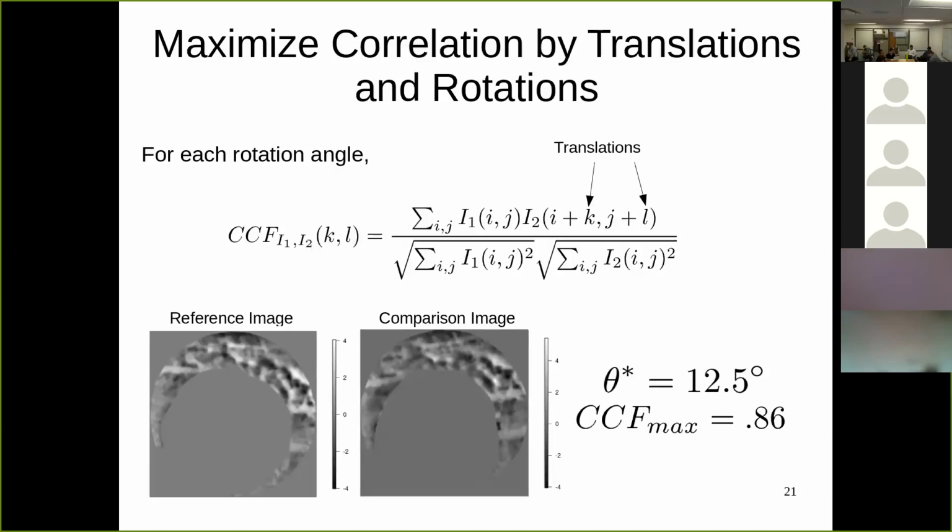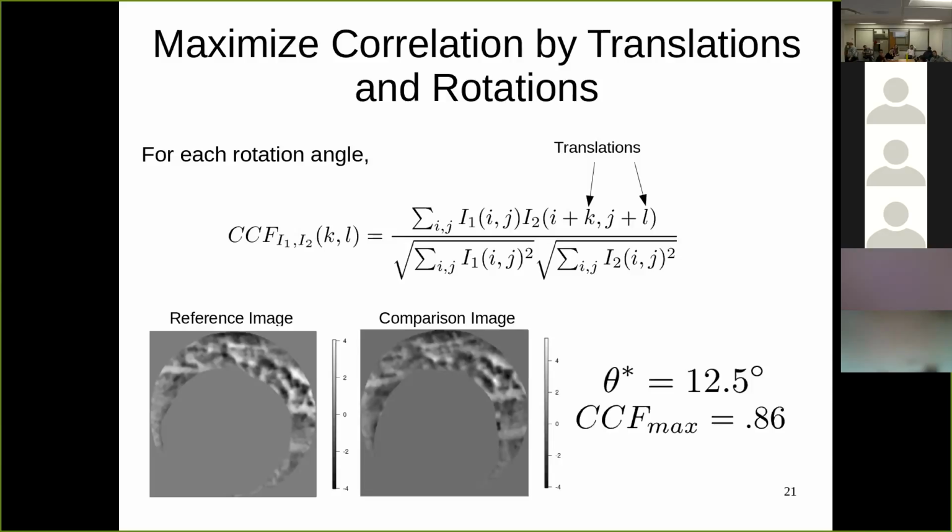And then we do this for multiple rotation angles, and then we store the largest possible correlation that we can get from a pair of images. This is known in the literature as CCF max. For this particular pair of images, we get the rotation angle to be 12.5 degrees, meaning that we have to rotate the comparison image 12.5 degrees clockwise, and then that would get the horizontal line that I was talking about earlier to match up.